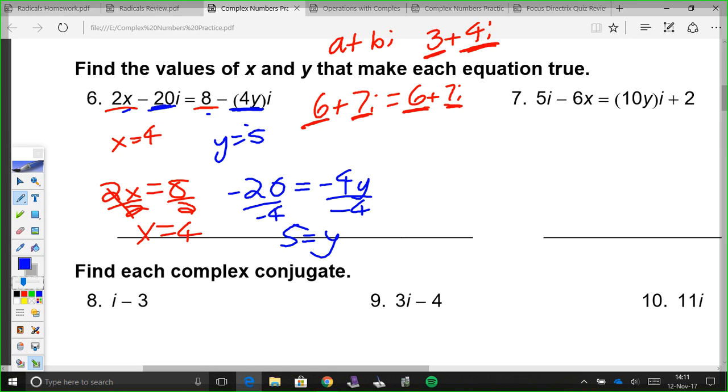You're probably going to be better off making these two equations, though, for number 7, because I do think you get fractions there as your answers. So setting up your two equations like this is probably a little bit better. And just to get you started, for instance, the 5i and the 10y. Don't worry about the i, but the 5 is supposed to be equal to 10y, and the negative 6x is supposed to be equal to 2. Right? So those are your equations that you can solve and put together.